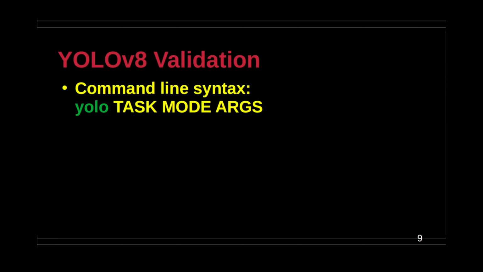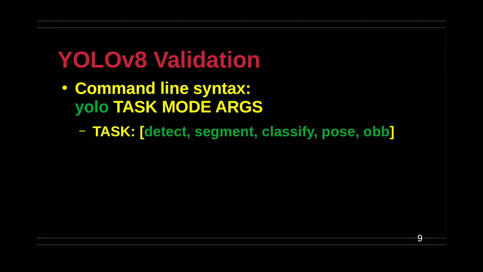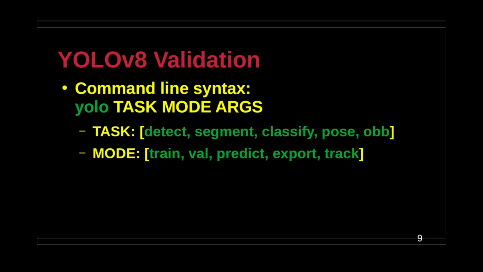The format for the command line entry is YOLO, task, mode, args, where YOLO is the name of the command, task is optional and can be one from the list: detect, segment, pose, or OBB. If it is not specified, then the program will guess the task from the model type.